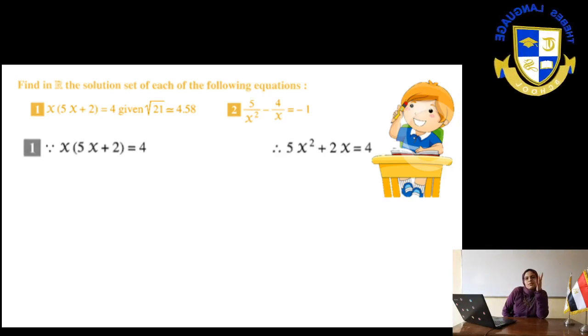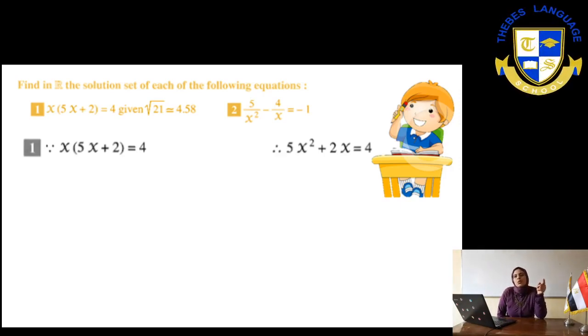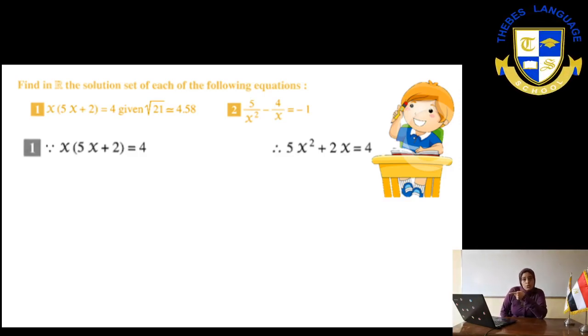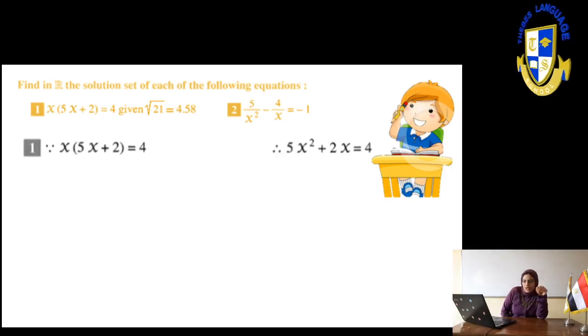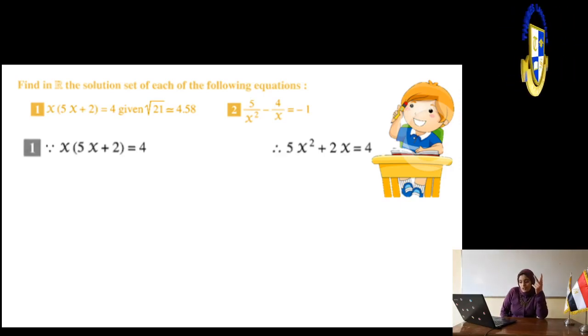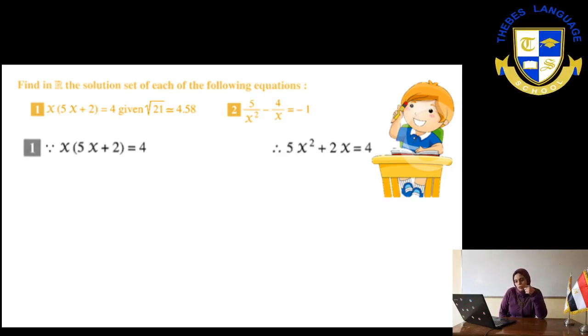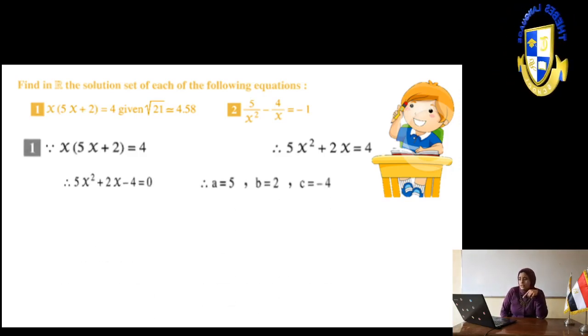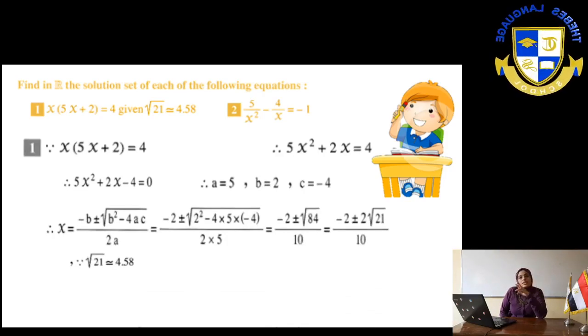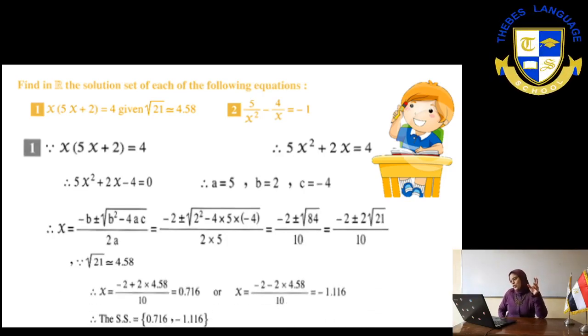a x power 2 plus b x plus c, which means I will simplify the first equation here, x times 5x plus 2. I will simplify the equation to get 5x power 2 plus 2x minus 4 equals 0. Then determine the value of a, b, c, which is 5, 2, and negative 4. Then I will substitute in the rule to get two values, which is 0.716 and negative 1.116. These are the two solutions of the first equation.